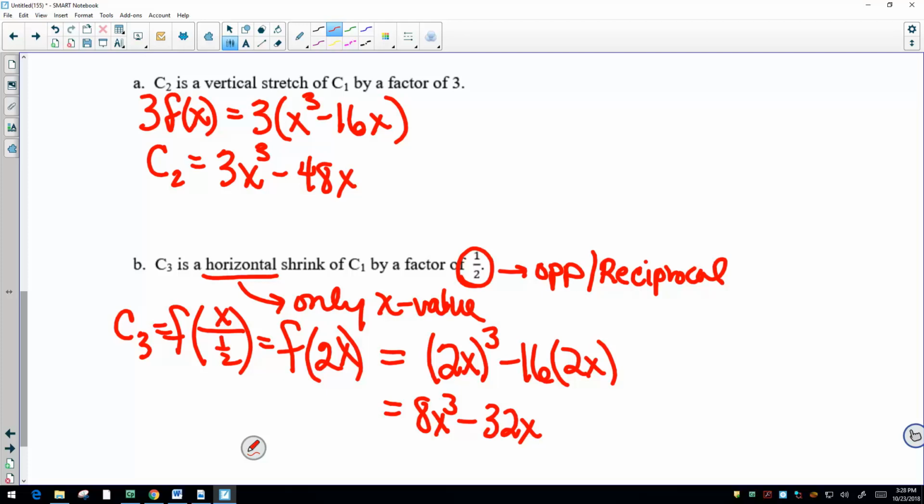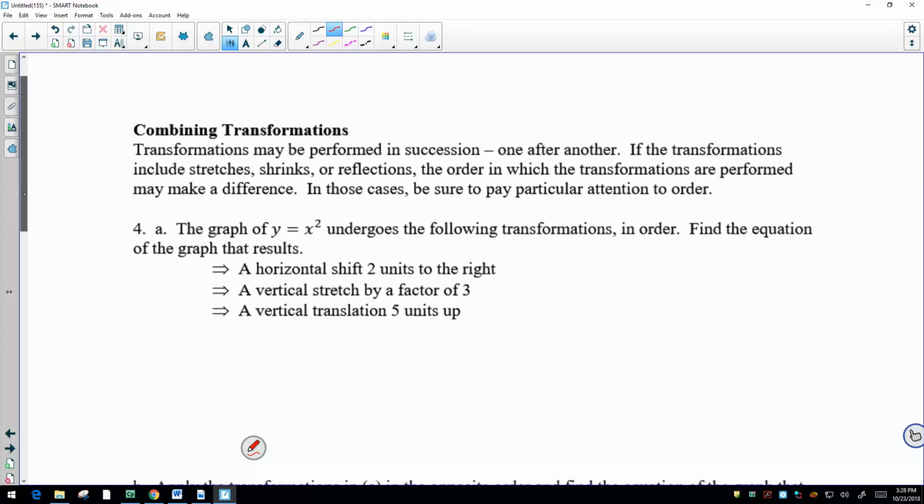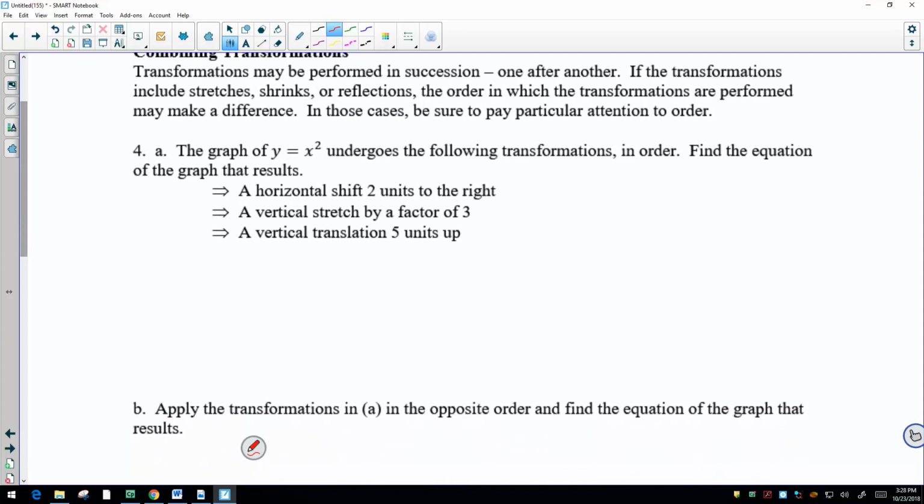Okay, so now we're not going to have them separate. Typically, we're going to have to combine some transformations. And you just have to be careful of the order and how they're doing the order. So if we take a look at 4, we're starting off with the graph of y equals x squared. And it's going to undergo the following transformations in this order. So we're going to do this step at a time.